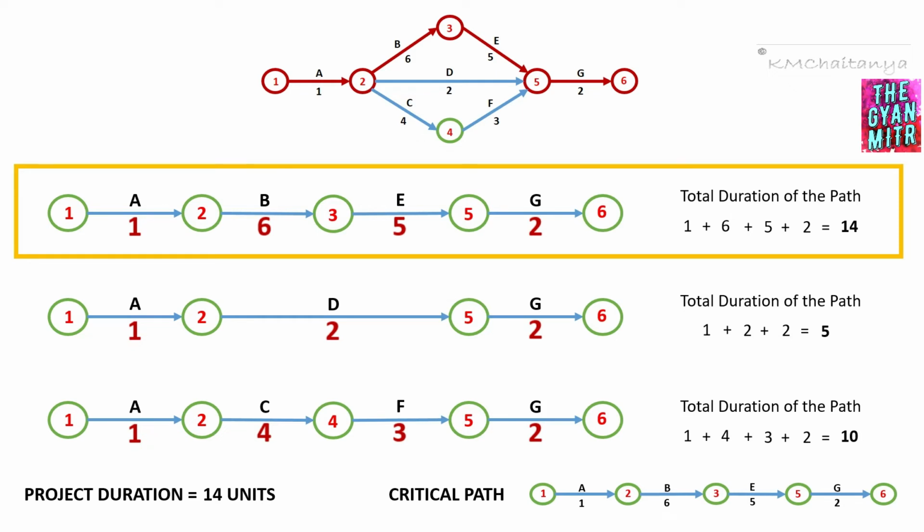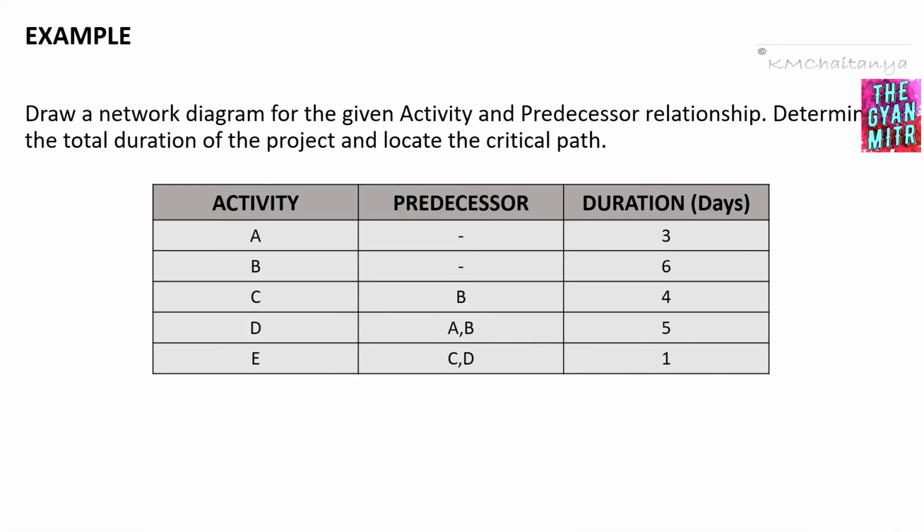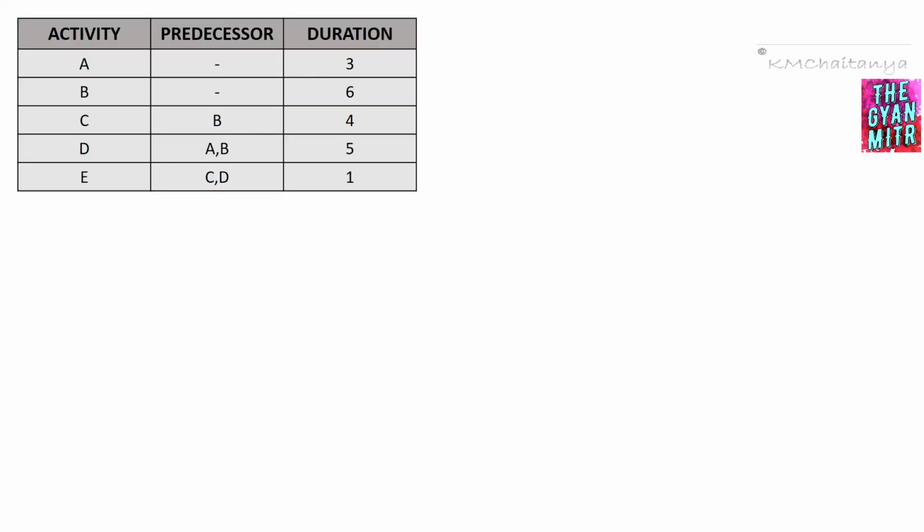Now you might be wondering what happens if there is a dummy activity present in the given network diagram. Do we have to consider the dummy activity or not? We'll take up this example and see what happens if there is a dummy activity in a project, and whether we have to consider it or not. So this would be the question.